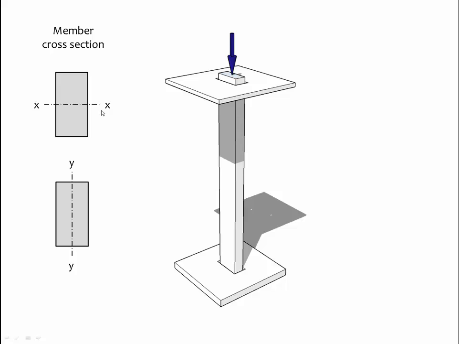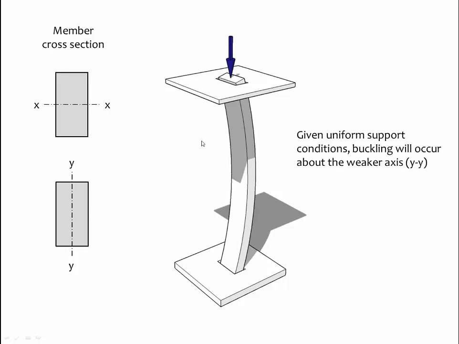The XX axis will be the strong axis, and the YY axis will be the weak axis. XX axis will have a larger moment of inertia. The YY axis will have a smaller moment of inertia. When this member buckles, given that we have uniform support conditions, buckling will occur about the weaker axis, which in this case is the YY axis. What this means is when we calculate the critical buckling load using Euler's equation, we will use the weaker axis moment of inertia in that equation. And we're done.